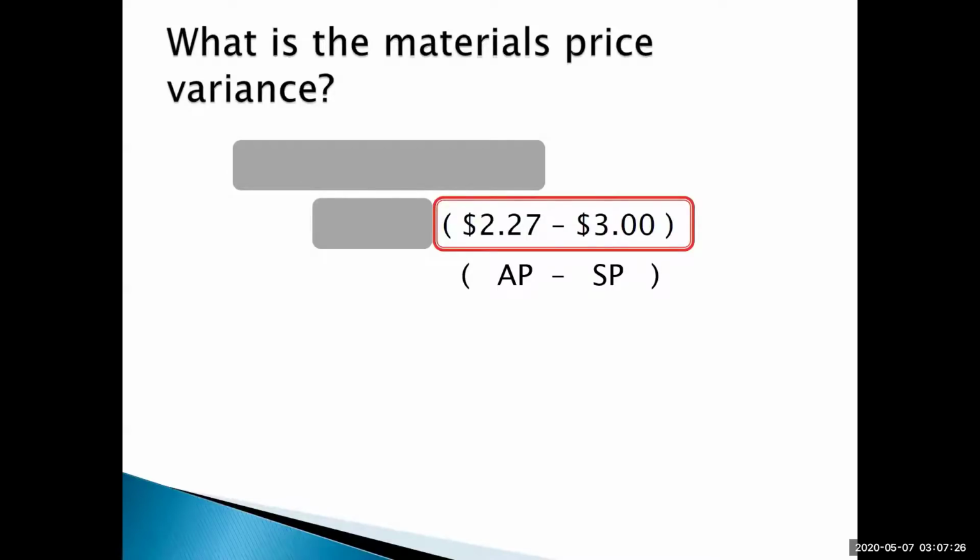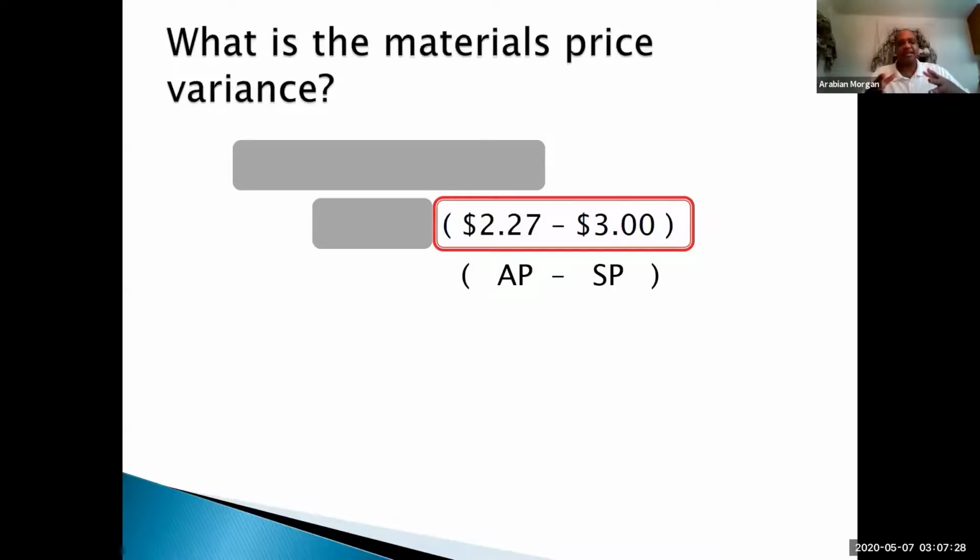Here's how we do it. We ask ourselves, okay, we actually paid $2.27, and the standard, what we should have paid, is $3. So is it a good thing when you pay less than the standard, or is it a bad thing?